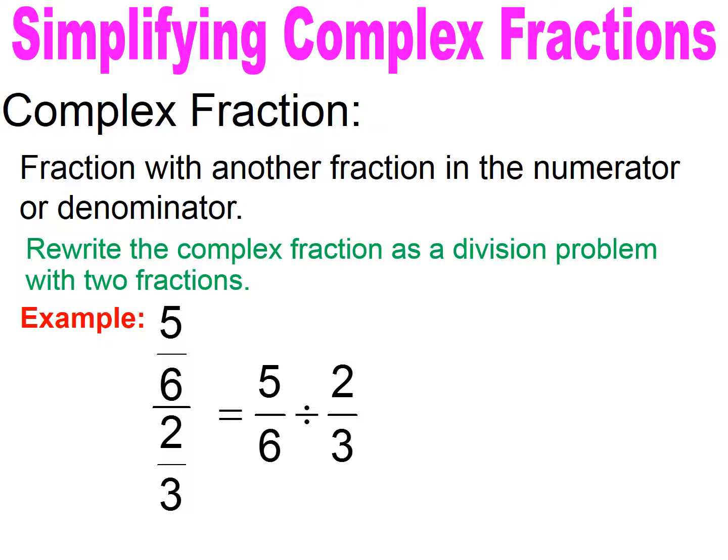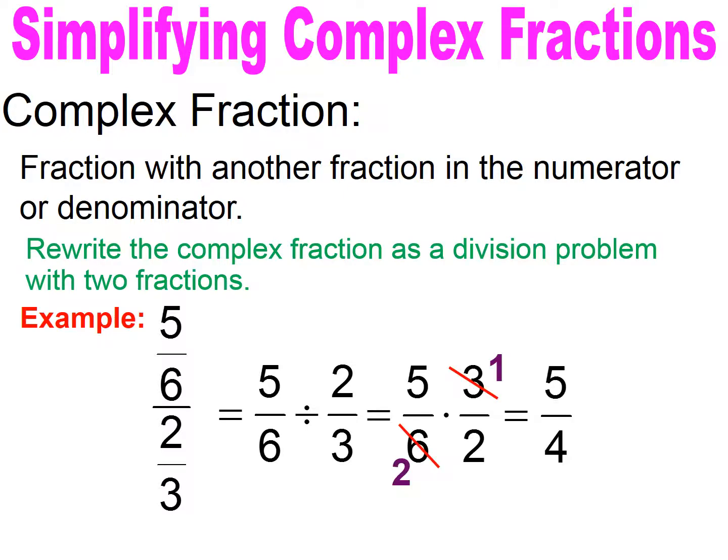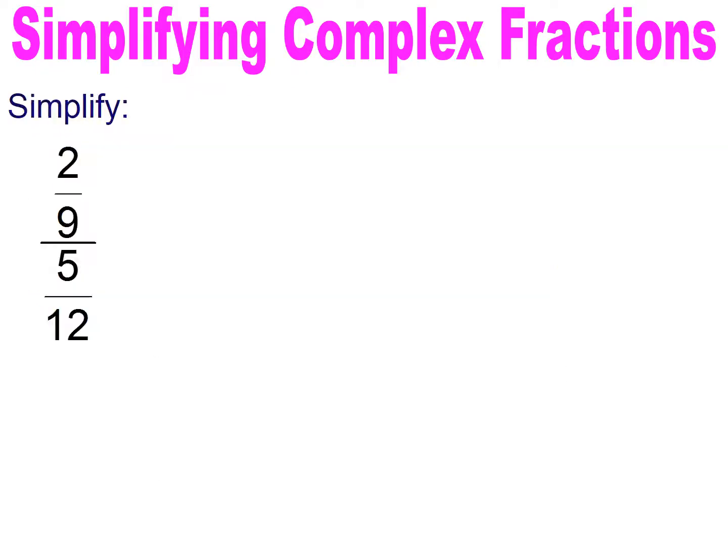Once it's set up as a division problem, then you know how to solve it. You keep the first fraction, you change it to multiplication, and get the reciprocal for the second fraction. And then you simplify and multiply across. So complex fractions are really just fractions being divided. Pause and try.